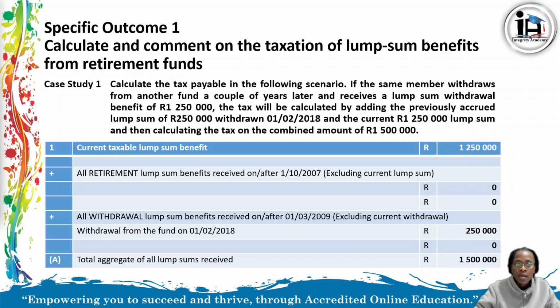1. Current taxable lump sum benefit will be 1,250,000. We add to that all retirement lump sum benefits received on or after 1st of October 2007, excluding current lump sum, of which in our case we do not have any amount. Then we add also to that all withdrawal lump sum benefits received on or after 1st of March 2009, excluding current withdrawals. In our case, we have that withdrawal from the fund on 1st of February 2018 of 250,000, bringing our total aggregate of lump sums received to 1,500,000.